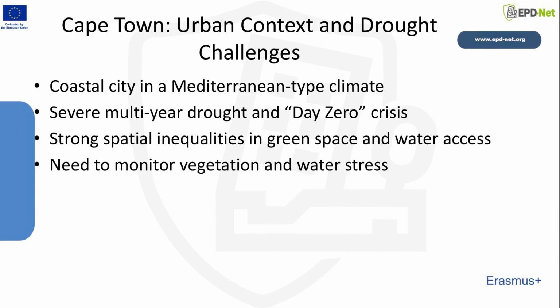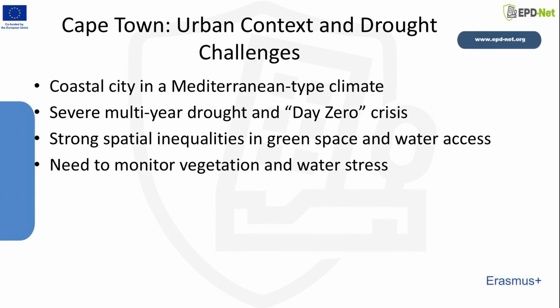We introduce Cape Town as the second case study, focusing on drought and water scarcity. Cape Town is a coastal city with a Mediterranean-type climate, relying on rainfall-dependent reservoirs and catchments that experienced a severe multi-year drought culminating in the widely publicized Day Zero crisis, when municipal water supplies approached critical levels.